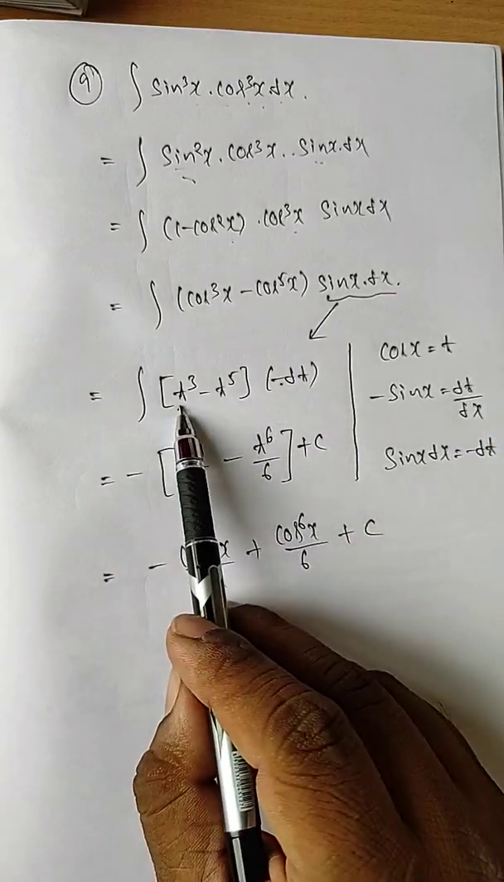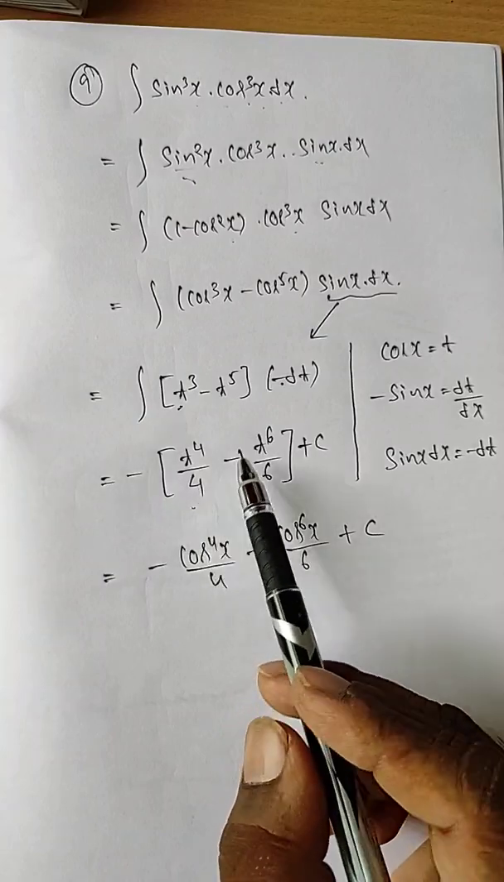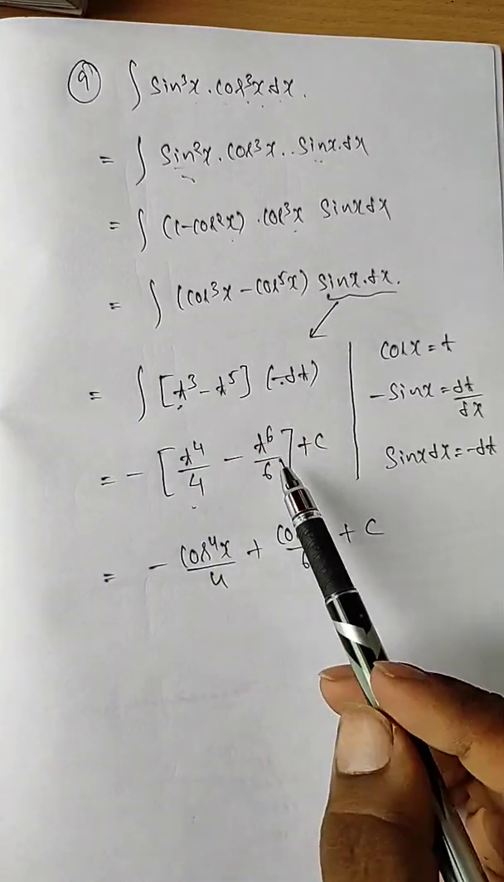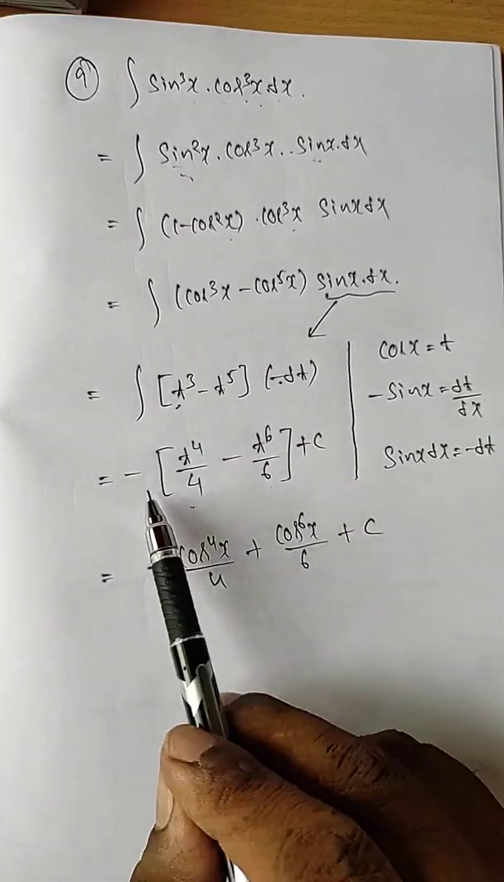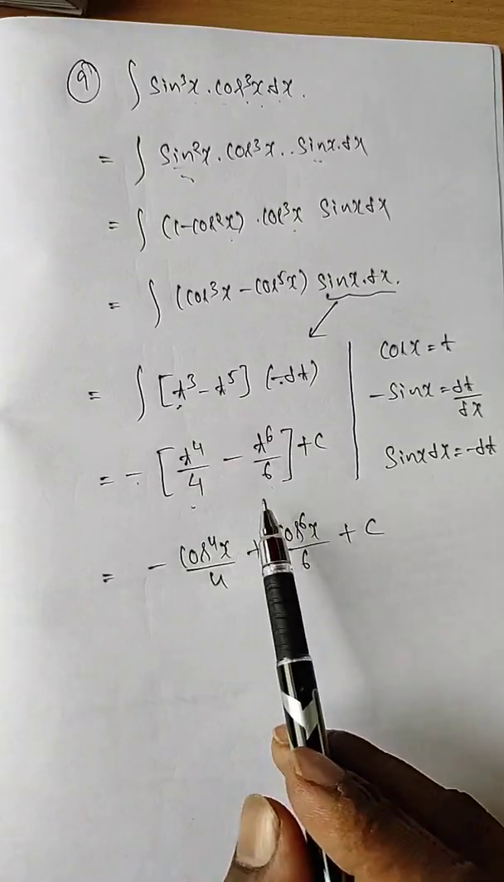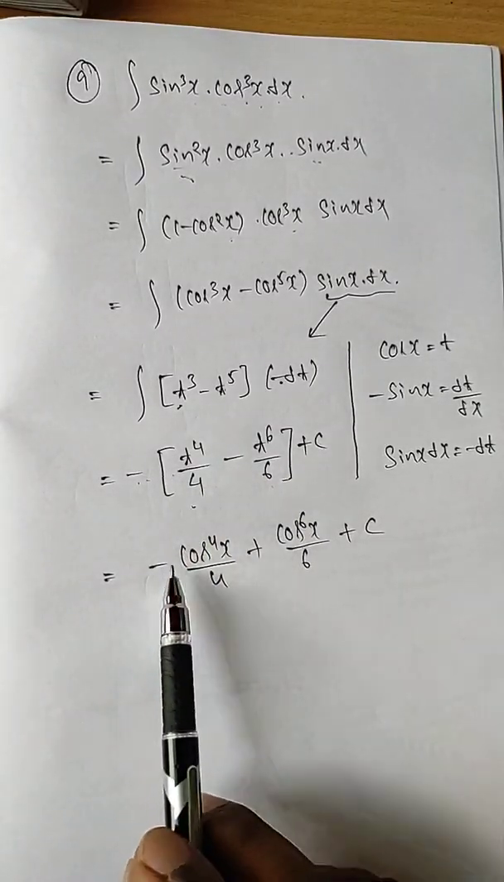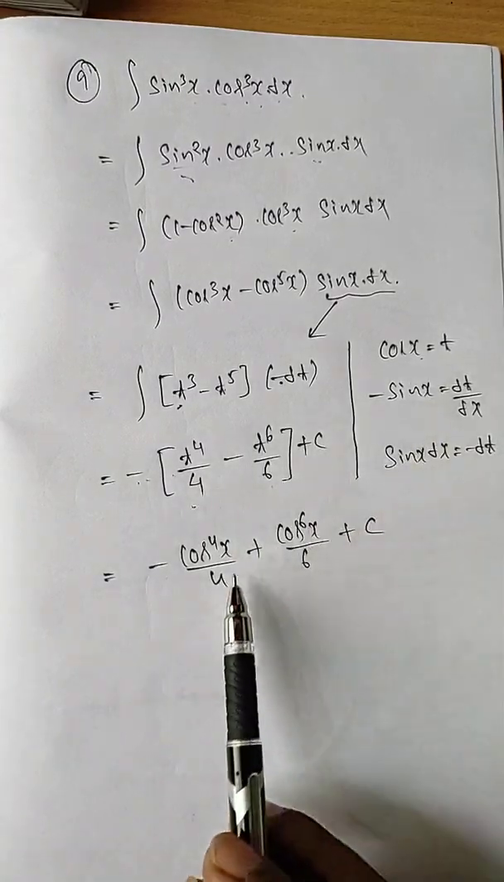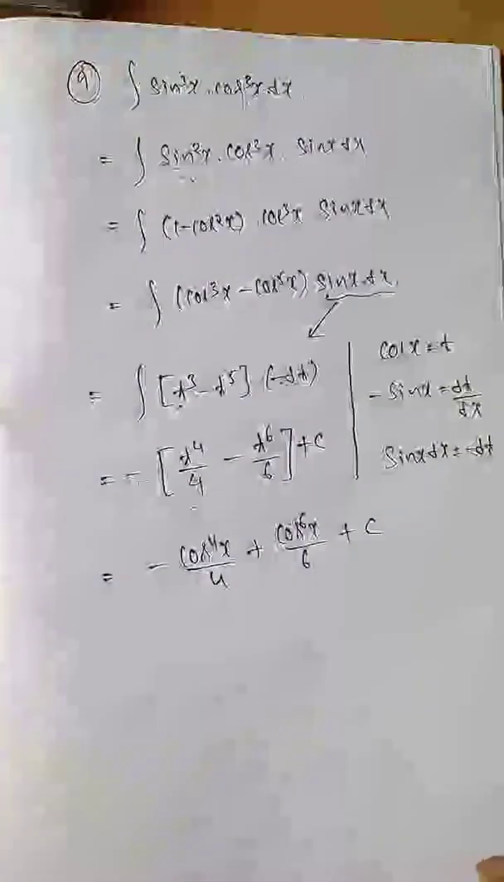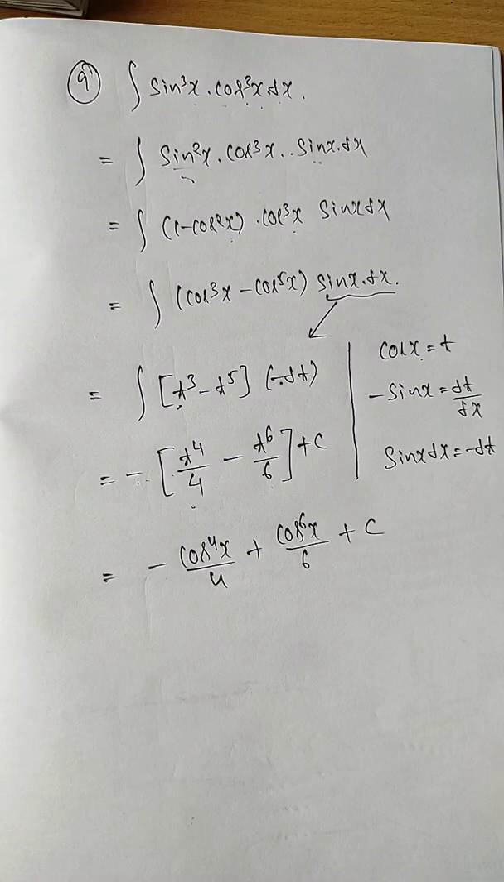What is the integration of t cube? t to the power of 4 by 4. Integration of t to the power of 5 is t to the power of 6 by 6 plus c. If you multiply this minus inside the bracket, minus minus will become plus, and this minus plus will become minus. What is t? t is cos x, I have substituted that. Is it clear? Is it okay? So take a screenshot of this, copy to your notes.